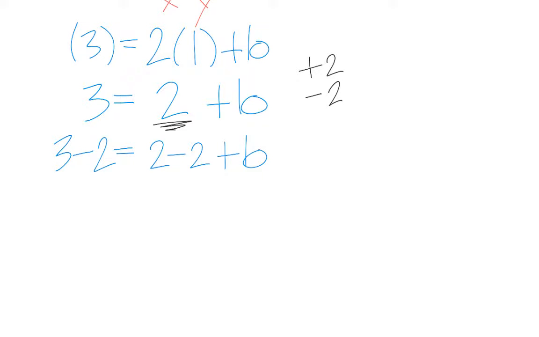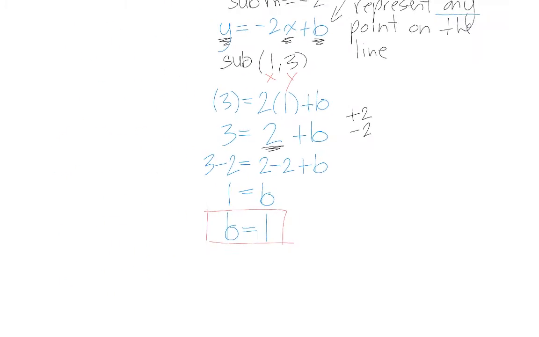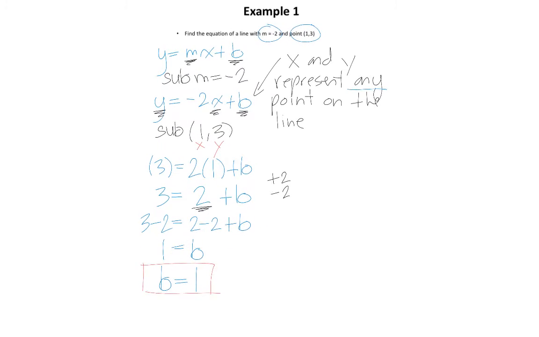Again, let's simplify some of these numbers. 3 subtract 2 is just 1. 2 subtract 2 is 0. I'm not going to write in a 0, which just leaves me positive b, but I'm not going to write in the positive sign. And typically, we like to read from left to right, so I'm going to flip this so it reads b is equal to 1. We've just figured out our y-intercept.